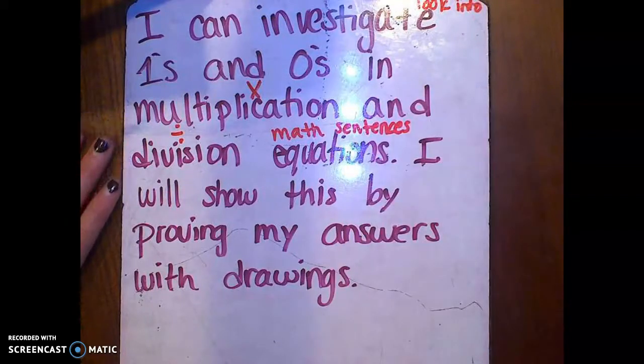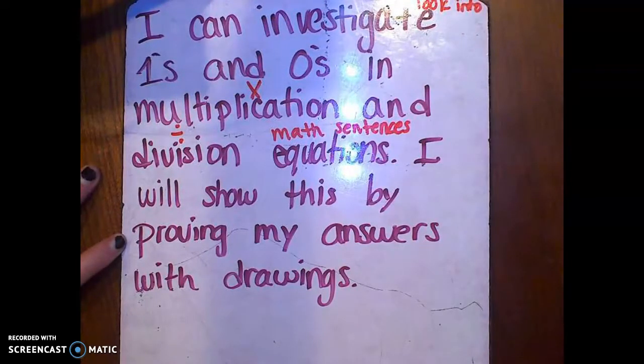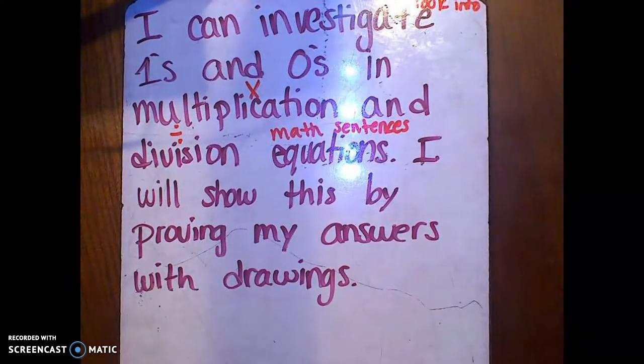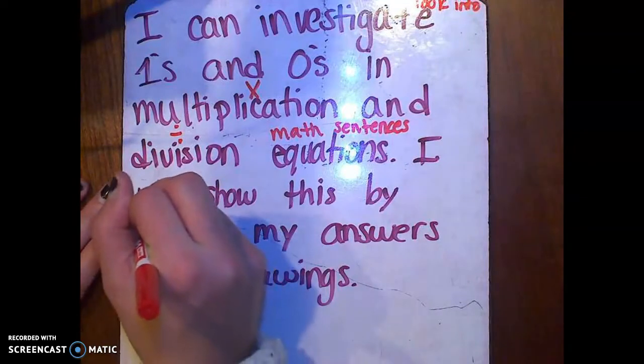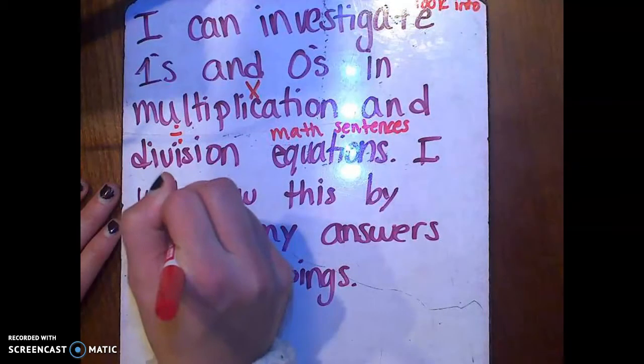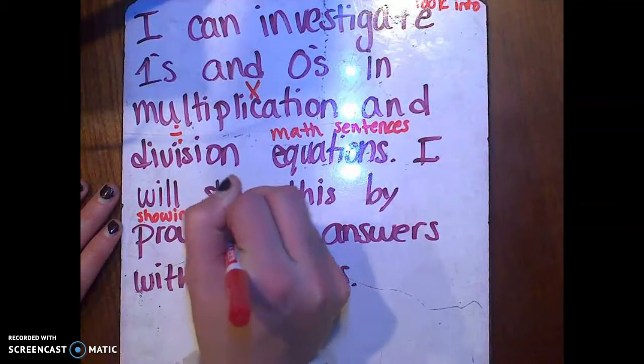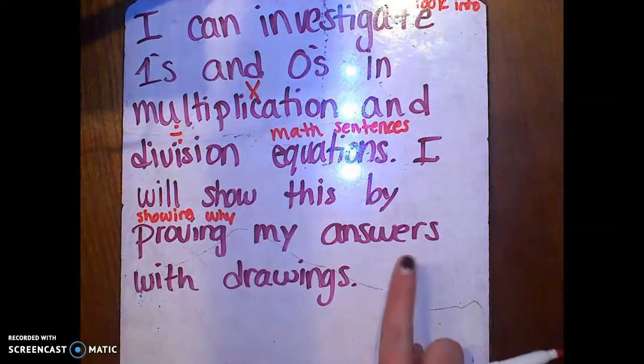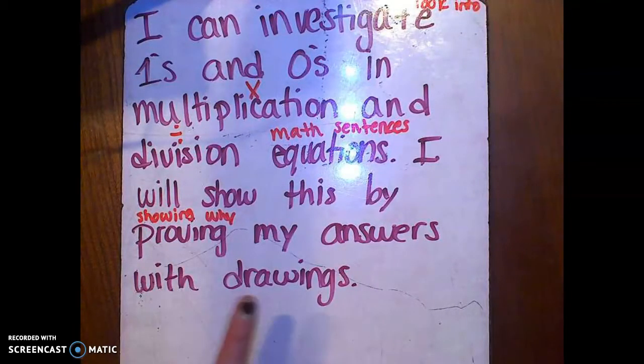I will show this by proving my answers with drawings. So whenever I ask you to prove something, whenever I'm asking you to prove your answer specifically, I'm wanting you to tell me why. So I'm going to say that by showing, instead of telling, why. So you're showing me why your answers are correct with drawings.